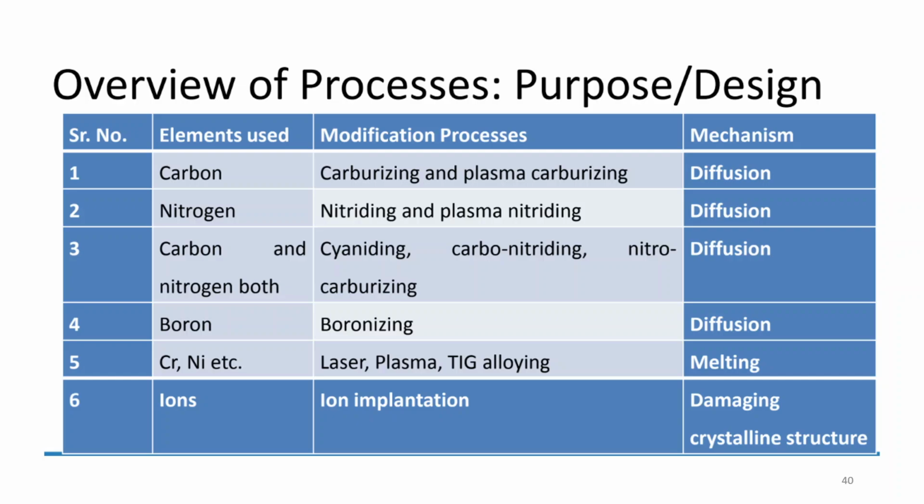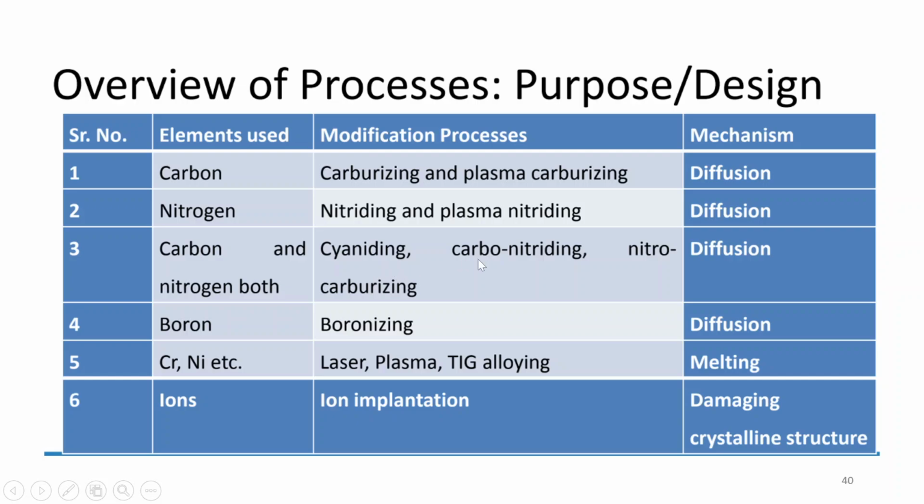Next is nitriding and plasma nitriding. In this case you have nitrogen and the mechanism used is again diffusion. With the diffusion, nitrogen will be introduced in the surface region, and in case of nitrogen it provides higher strength and higher hardness compared to carbon, because of the nitrides that are formed.